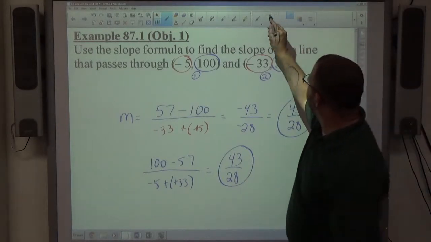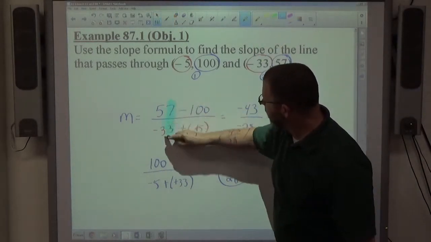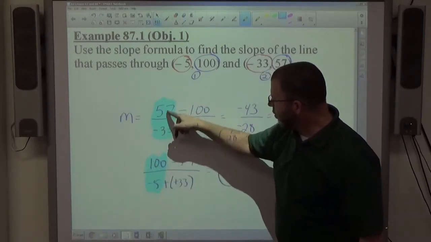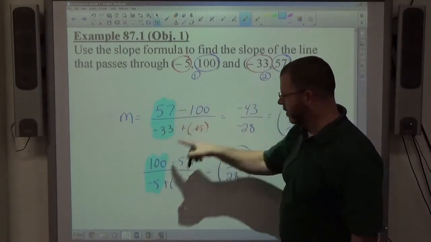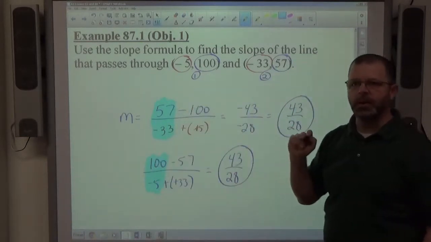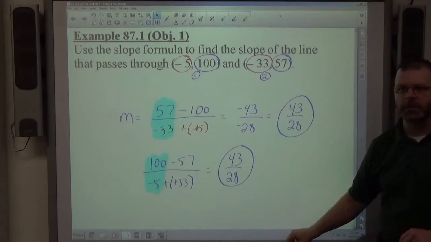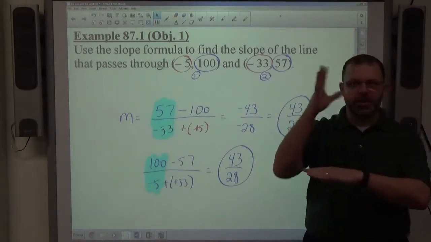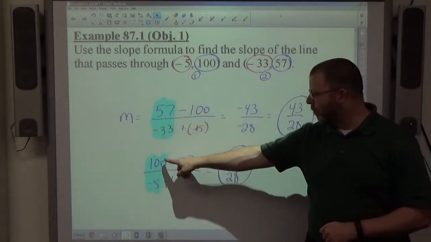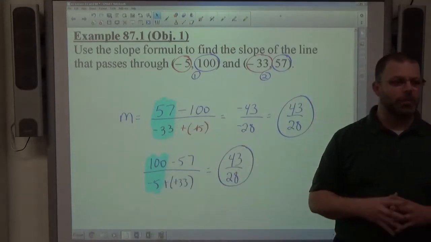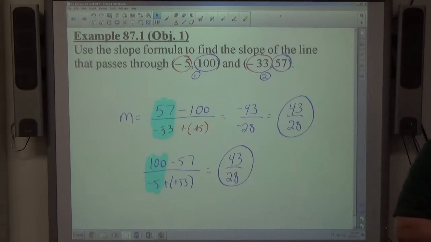If I look at these points here, these two things came from the same point. These two things came from the same point. The y's are on top, the x's are on the bottom. Those are the types of mistakes people make. People put x on top, you're wrong. People put 100 here and they put 33 there. Those are the types of mistakes people make. So be careful, pay attention to detail when you write them in there, and hopefully you get it all worked out correctly.